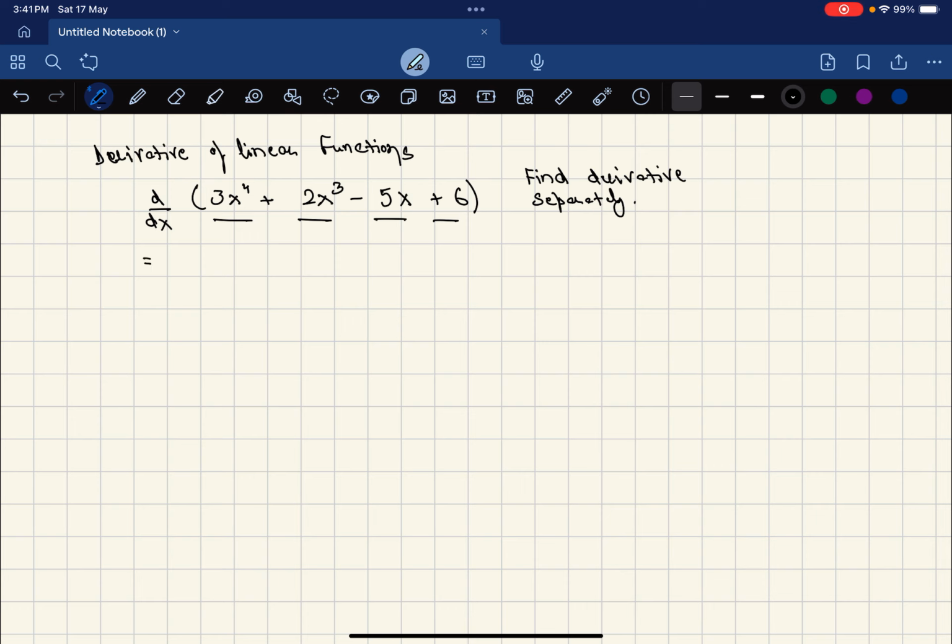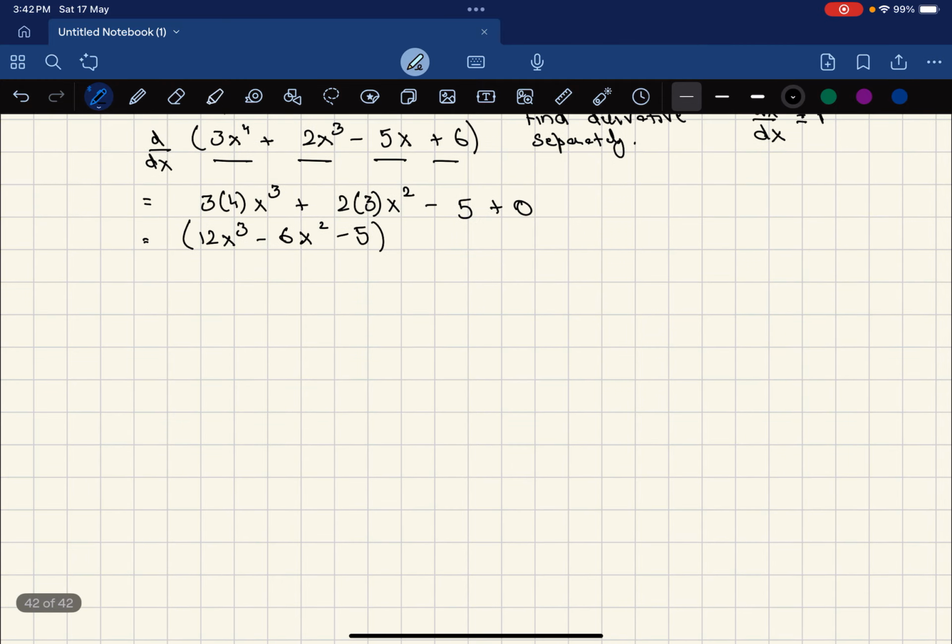So the derivative of 3x raised to power 4 would be 12x raised to power 3 plus 6x raised to power 2 minus 5. So derivative of x is 1, therefore we'll be left with minus 5 only, and derivative of 6 is 0. This becomes 12x cube minus 6x square minus 5. So this is again a very basic rule of finding the derivatives of functions which are linear combinations of different terms in x. So this is regarding the linear functions derivative.